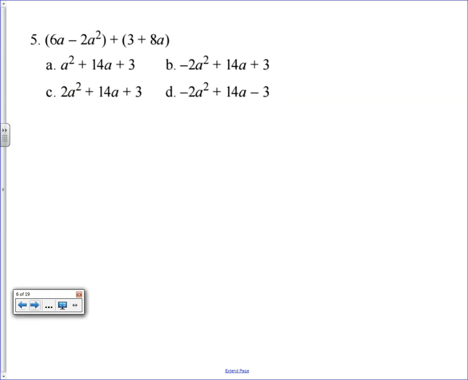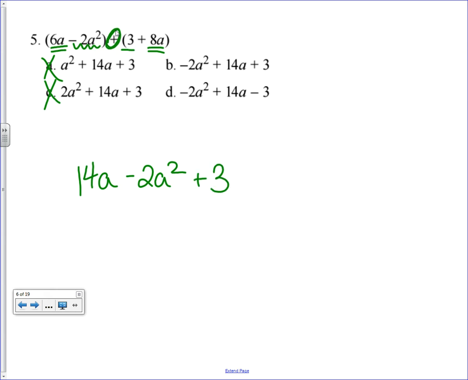Number 5. What kind of a problem we got going on here? Addition. All right, let's add our A's. 14 A's. Can I get rid of anybody? Nope, they all have 14 A's. Now I have negative 2a squared. What about that guy? Negative 2a squared. Do they all have that? No. C does not, and A does not. And last but not least, I have a 3, and it's positive, and it's after an adding sign, so I'm just going to drop it in. Answer will be letter B as in boy.